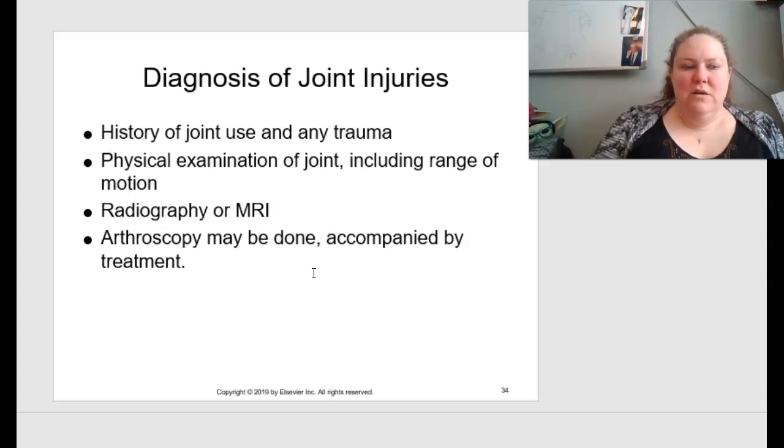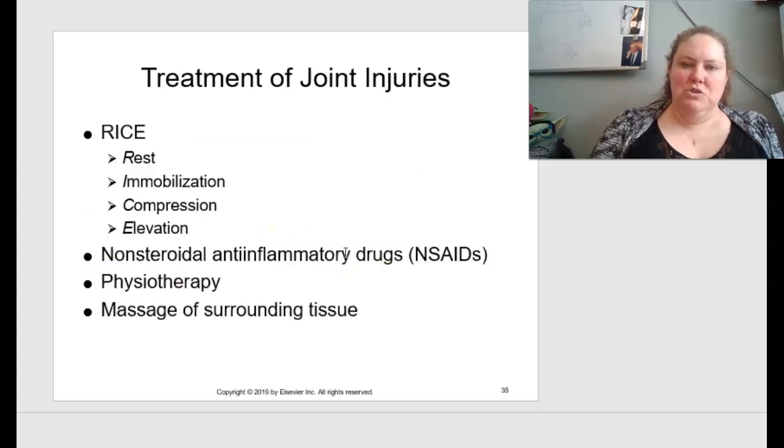So how do we diagnose these joint injuries? Well, we can use the history of the joint use and any trauma that may have occurred to that area. You can have physical examination of the joint, including the range of motion that you have or don't have. You do radiography or an MRI to see if there's more significant damage. And you can also do arthroscopy, and this can be accompanied by treatment to see how you are healing.